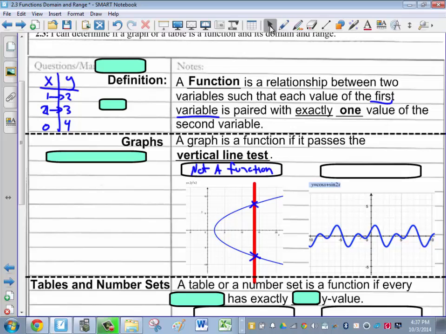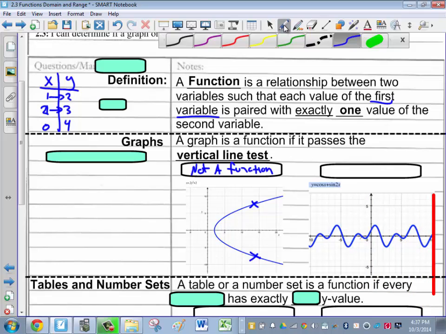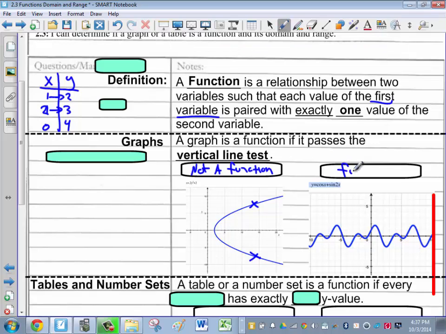Let's try the vertical line test on this one. Remember, we're looking to see if it ever touches 2 points at the same exact moment in time. If it never does, it is a function. This is looking really good, right? Look at that. This one looks like it is a function because that vertical line never touched 2 points at one time. So this is a function.